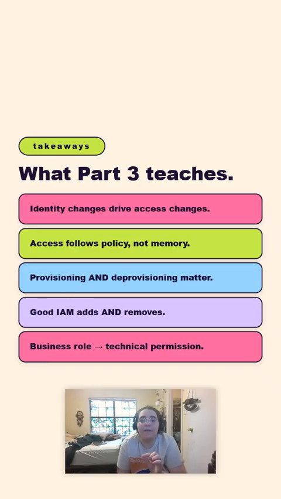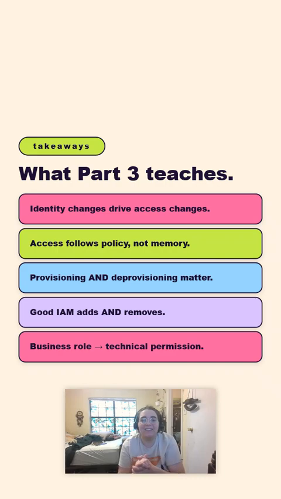Fifth, every business role should link back to a real technical permission. The role explains why, and the permission explains how. When these stay connected, your system works well. When they drift apart, you get problems. The main job of an identity team is to keep those concepts constantly in balance with each other. So take a second and let those 5 things sink in.